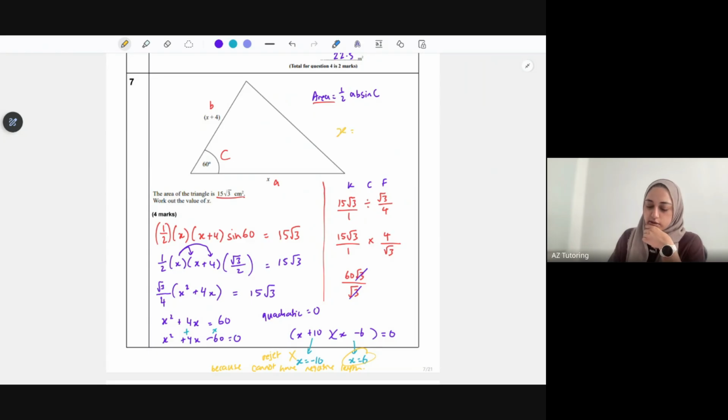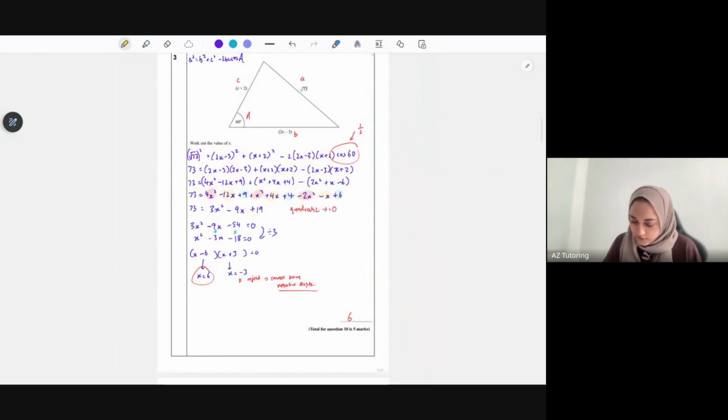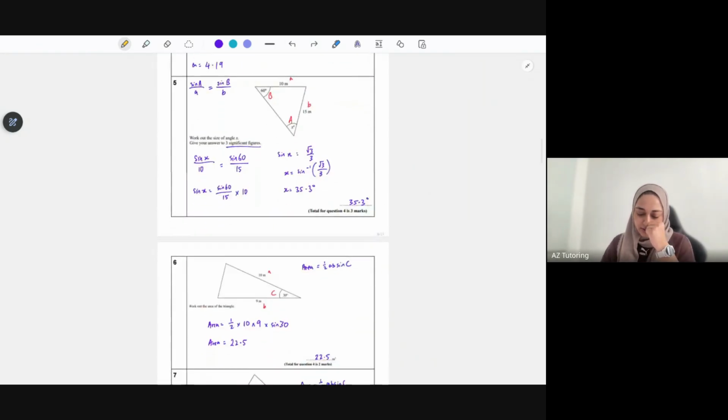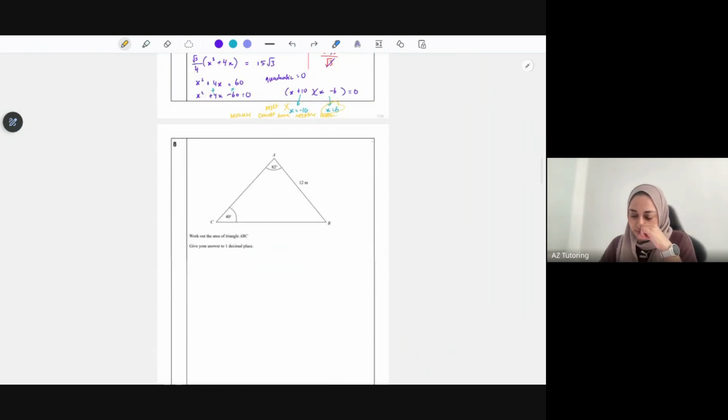I'll just put it here, x equals 6. That's our final answer. I'm sure we had x equals 6 before as well. That's weird. Yeah, we even had x equals 6 here as well. Strange. Okay, so that's how you use it with the area.